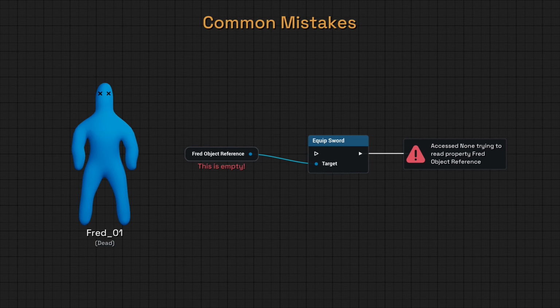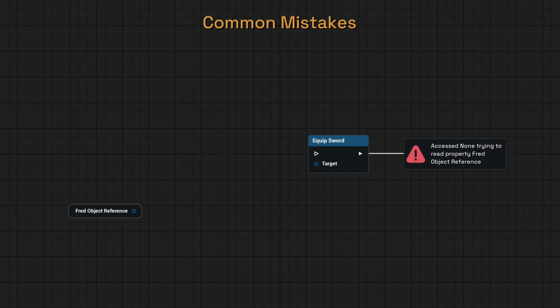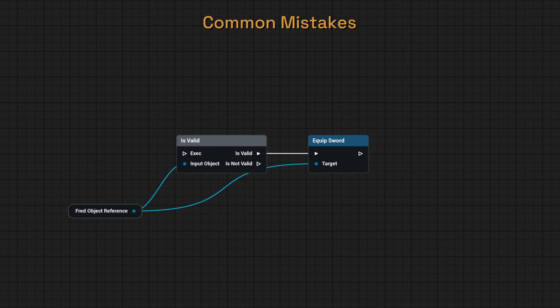This is a very common error when making games, and it usually means some part of our logic isn't running the way we expected. If a reference might legitimately be empty or the object could have been destroyed, we can use the isValid node before accessing it. This checks that our reference still points to a usable object before we continue. However, it doesn't necessarily solve our problem. If the object should always exist, an invalid reference usually means something earlier in our logic needs to be fixed.